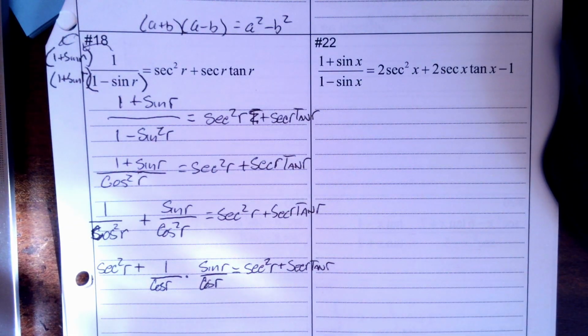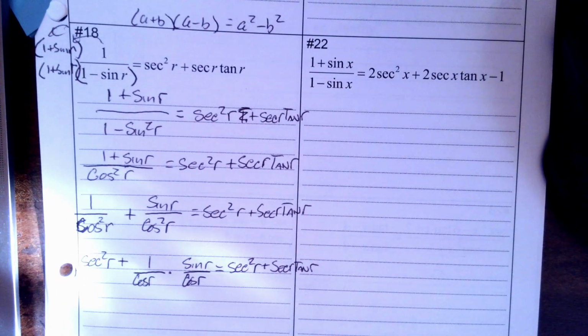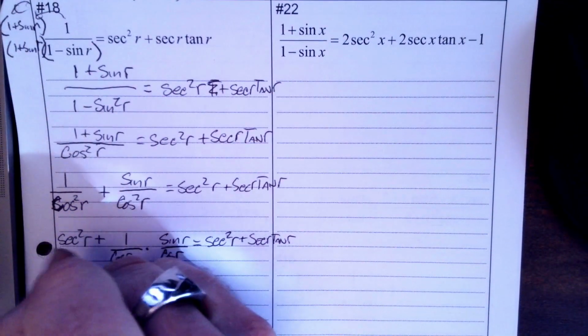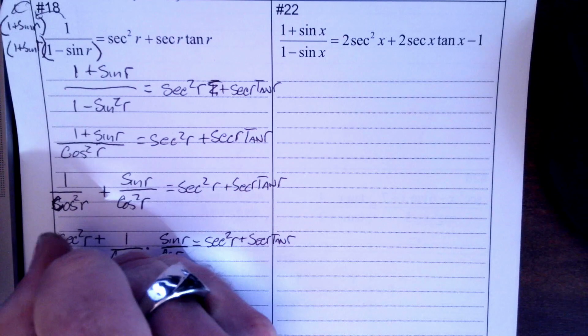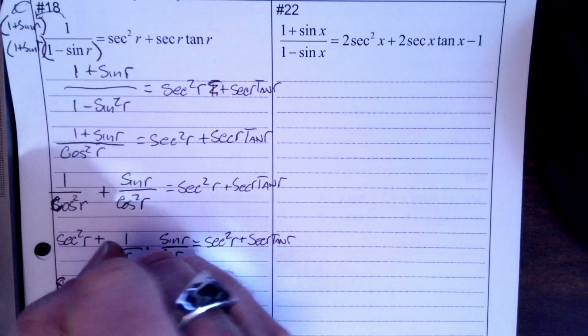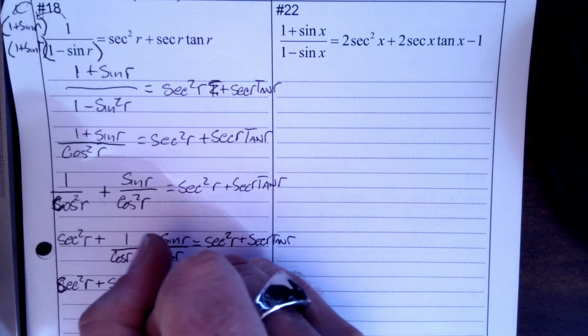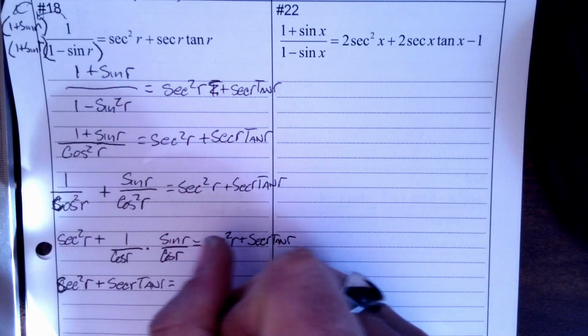Bleeding over into number 22 a little bit, but that's okay. But now, again, because it's an identity, we need to finish with the statement that the secant squared of r plus the secant r times the tangent of r equals itself.